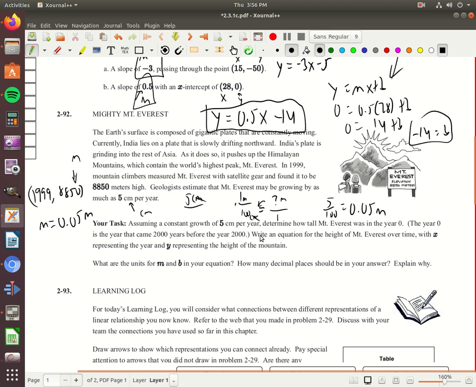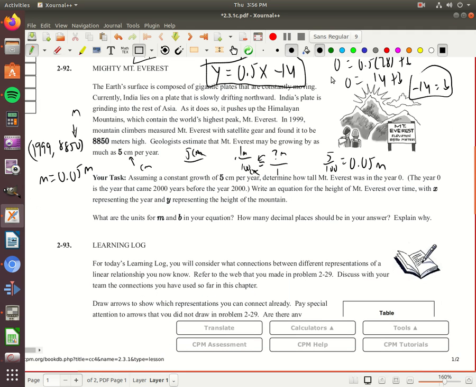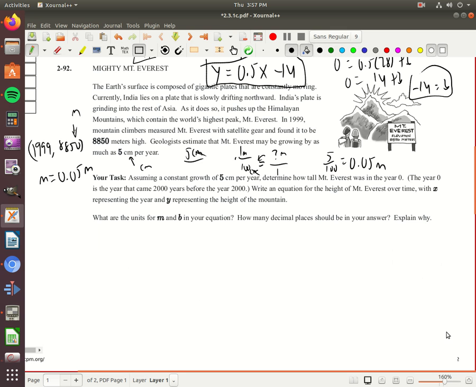Assuming a constant growth of 5 centimeters a year, determine how tall Mount Everest was in year 0. So we need the y-intercept. So write the equation over time, right? X and y. So not too bad. Just got some big numbers to work with here, but seem to be on the right track, especially with that unit conversion. I think that was a big deal there, catching that before we got too far into it.